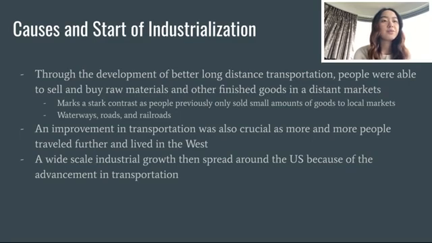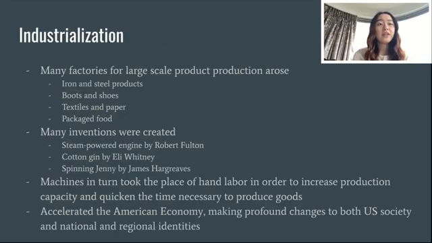An improvement in transportation was crucial as more and more people traveled further and lived in the West. A wide-scale industrial growth then spread around the U.S. because of this transportational advancement. With industrialization, many factories for large-scale product production arose. They produced many different products, including iron and steel products, boots and shoes, textiles and paper, and packaged food.